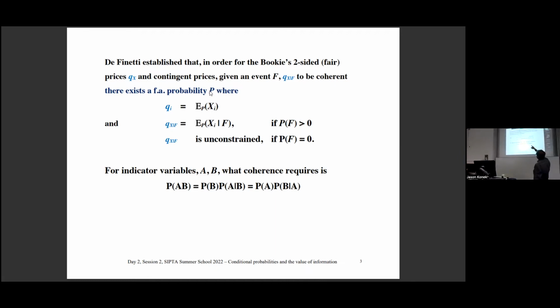But if the conditioning event is not null, the only pricing that satisfies his requirement of coherence is that you use the conditional expectation, because this is the theorem that he's verifying. You can't go dividing by P of B when B has probability 0. Okay.